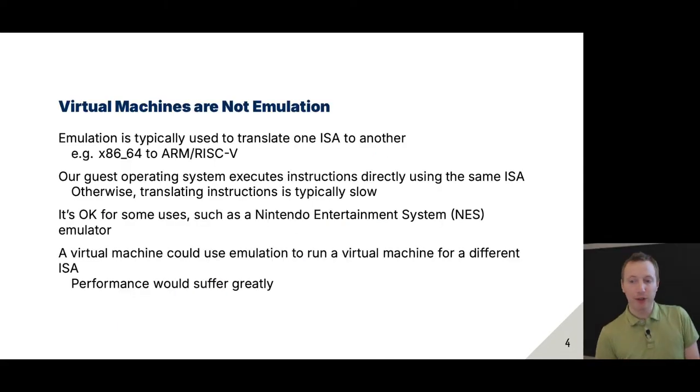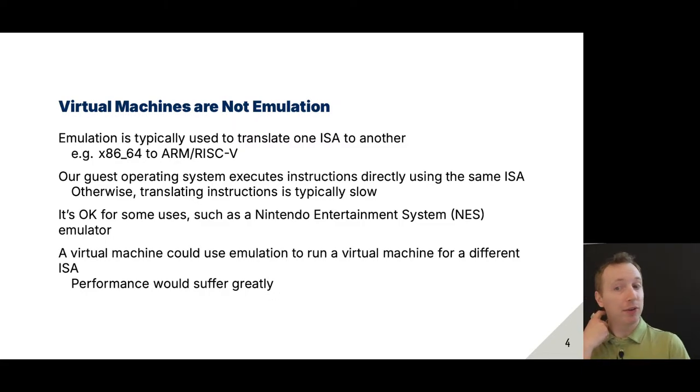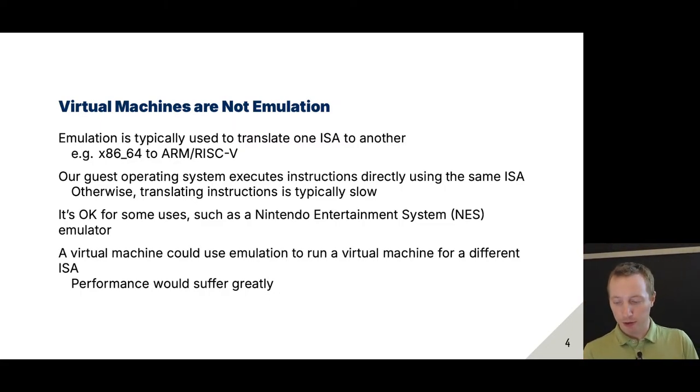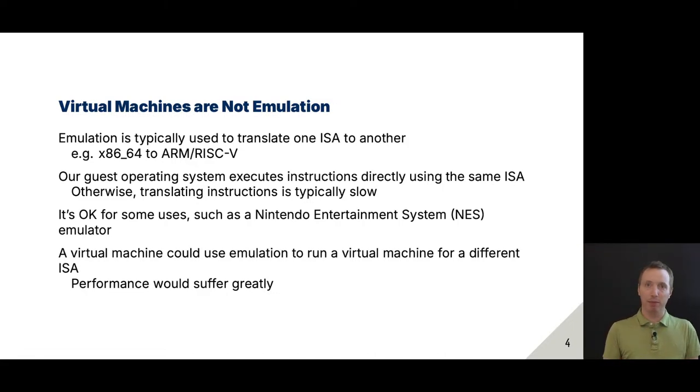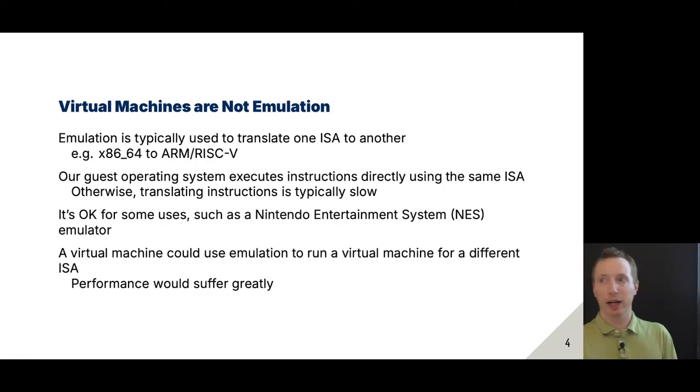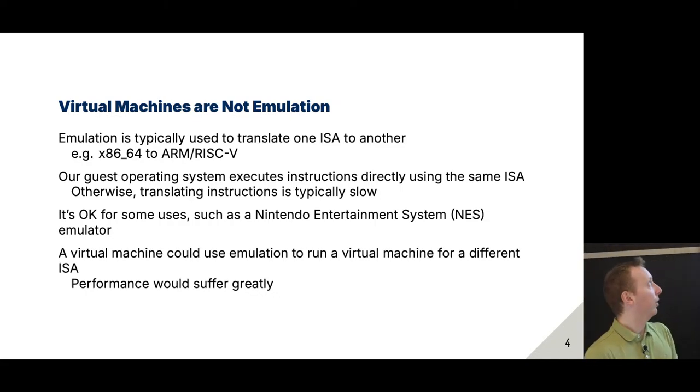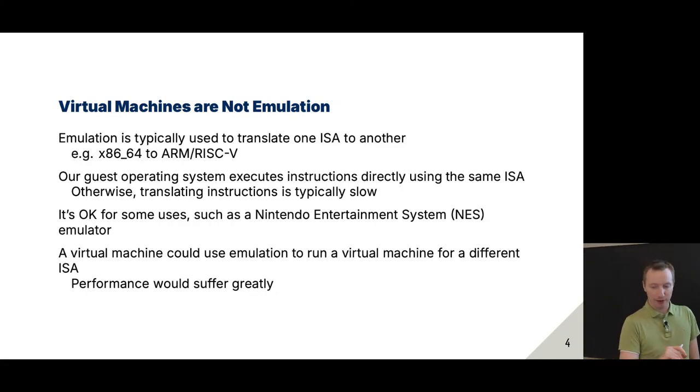So virtual machines are typically not emulation. That's kind of a different idea. Emulation is typically used to translate one ISA, or instruction set architecture, to another. And for review, I guess you did take an assembly course, so an ISA is just the machine code that the actual physical CPU understands. So you might have to do some emulation if there is a mismatch between what your operating system is using and what your machine physically is, something like x86 to ARM.